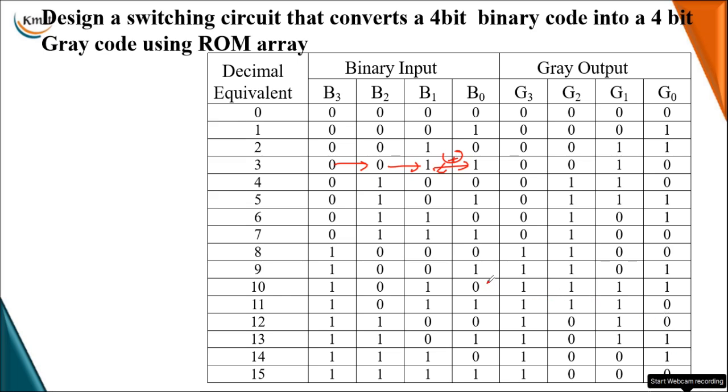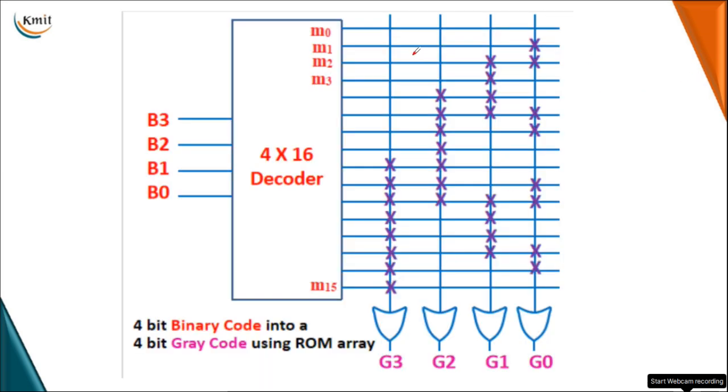Now how will we do the programming using your ROM? The address inputs must be connected to the binary inputs, B0, B1, B2, B3. In order to select one of the memory words, we have connected 4 address inputs, which are connected with your binary inputs. And since it is 4, you obtain 16 outputs. So we are going to use a 4 by 16 decoder here, which will give you the 16 minterms or 16 memory words, and then upon this we are going to connect your OR gates.